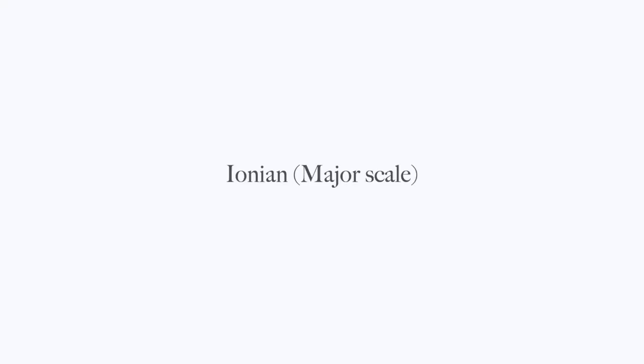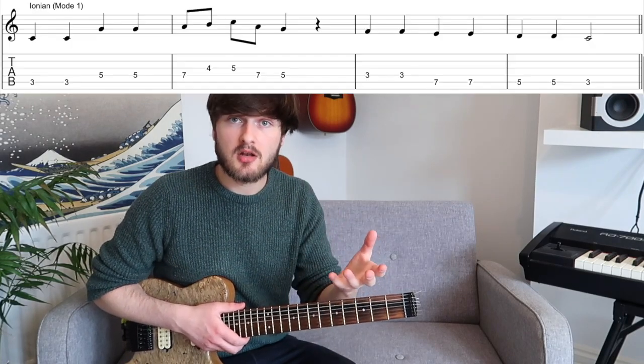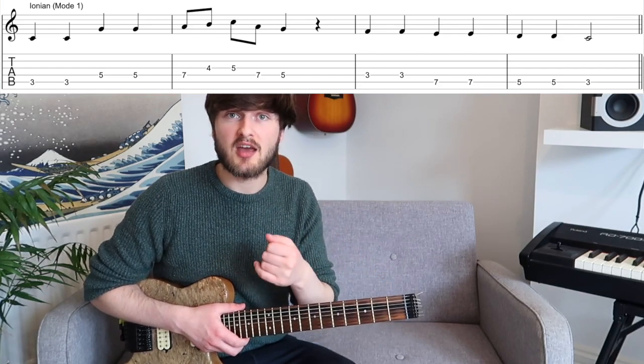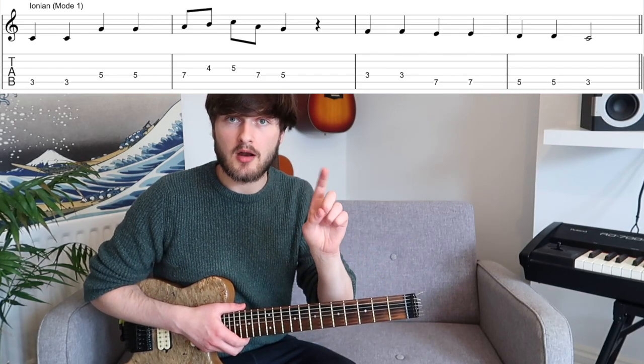So the second brightest mode is the Ionian. Ionian is the modal name for the normal major scale. To Western listeners, it has a very normal or neutral sound because we're so used to hearing it. It has no sharpened notes and no flattened notes, so we're in the key of C major, and therefore the Ionian mode is mode number 1.